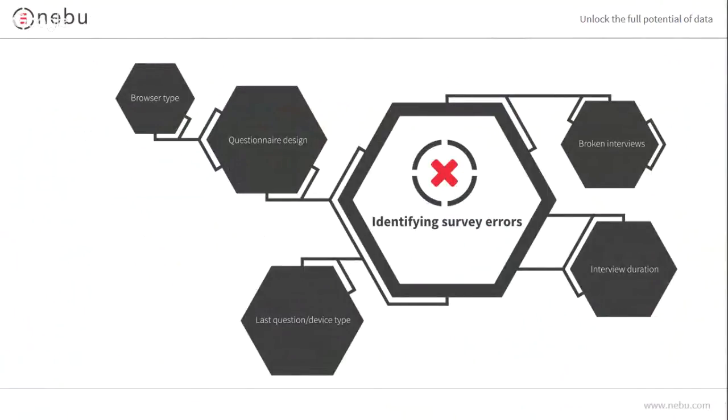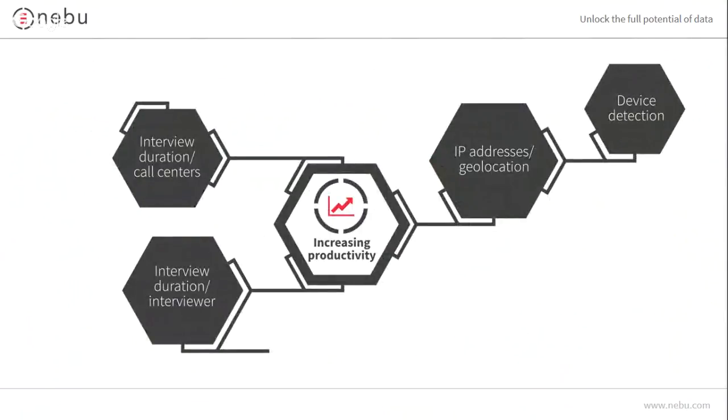As we can see, the use of different elements can indicate different areas for concern. Not only will the browser type, the questionnaire design, the length of interviews, broken devices, and the last question by device all help identify survey errors. We can look at the different durations, the geolocations, and the devices being used to see whether this is going to help improve our productivity, and help improve our CAPI agents or CATI agents. Look at how that's responding.